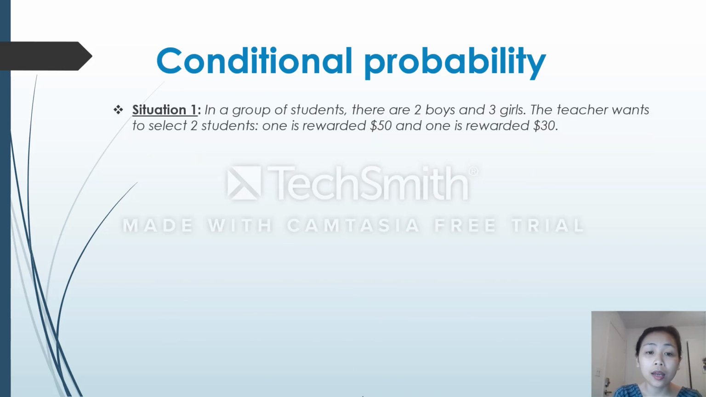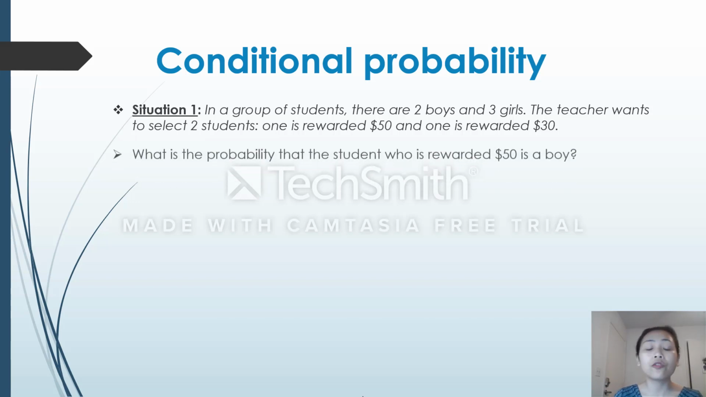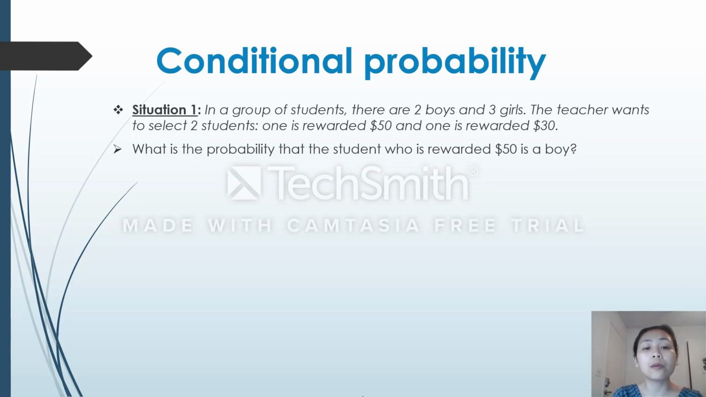Situation 1. In a group of students, there are 2 boys and 3 girls. The teacher wants to select 2 students. One is rewarded $50 and one is rewarded $30. So the first question, what is the probability that the student who is rewarded $50 is a boy? This question is basically the regular probability.